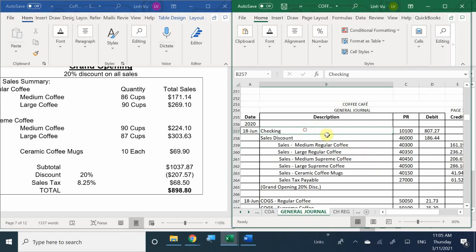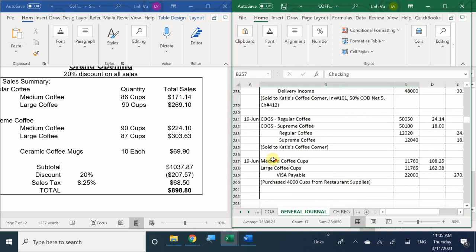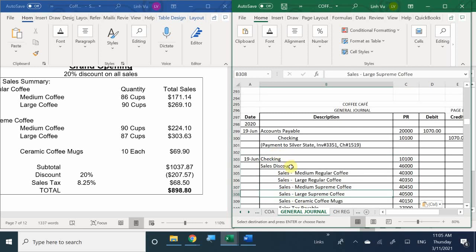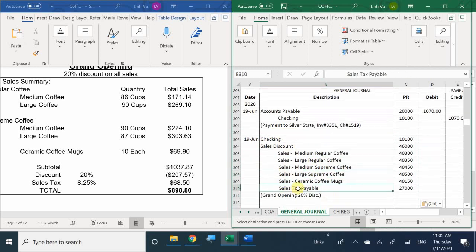So right here, I'm just going to copy and paste it from right here. That's pretty much all the information I need. And I'm going to paste it down here. So good. We recognize that we need to collect cash. We have a sales discount, every single item that we sold, and the tax. Once again, it's straightforward, the description. We still have our grand opening sale, 20% discount. So in this case, I have pasted everything in here.